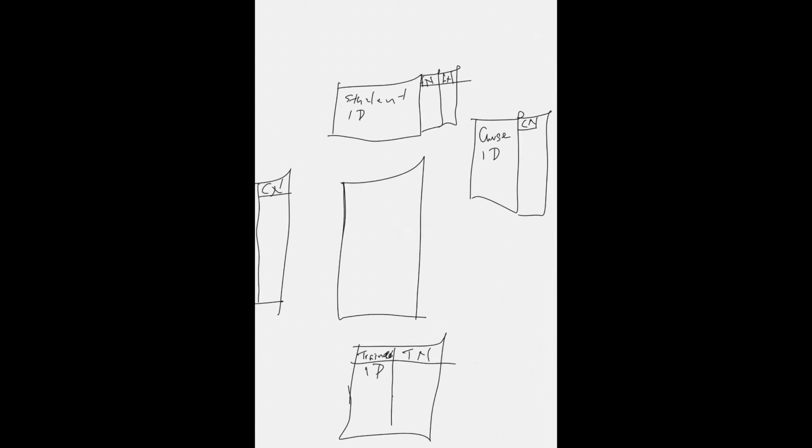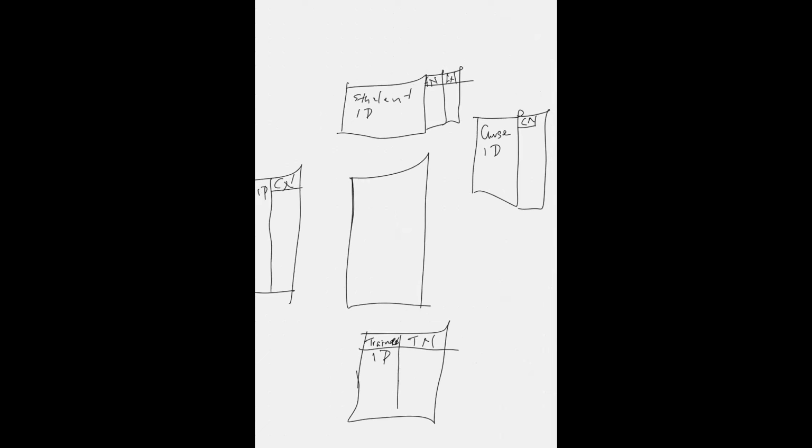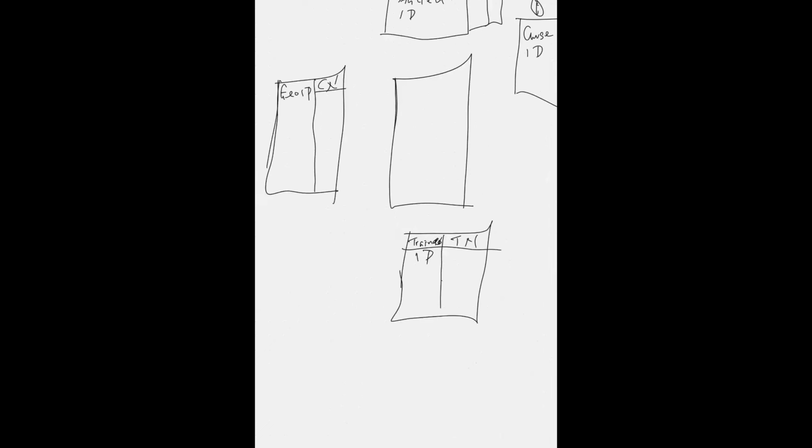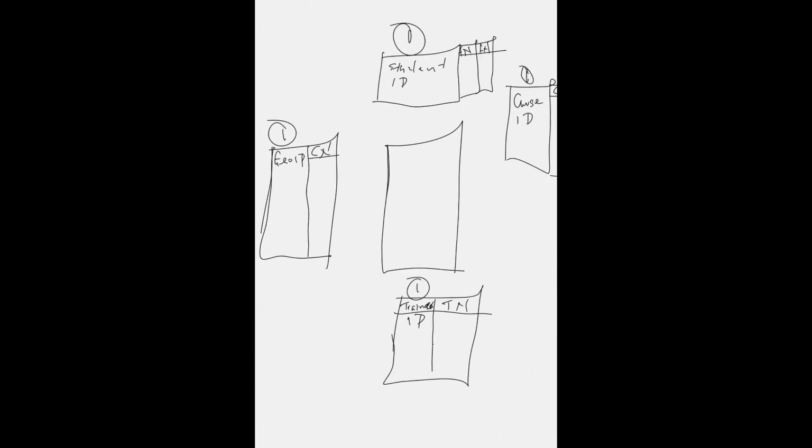Now, what is the concept now? On this is a primary key. So if it's a primary key, I'm going to put 1. This is a primary key, this is a primary key, this is a primary key, and this is a primary key. Now, on this table in the middle, what I'm going to have here is student ID.